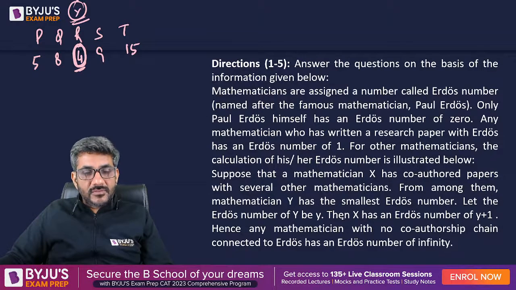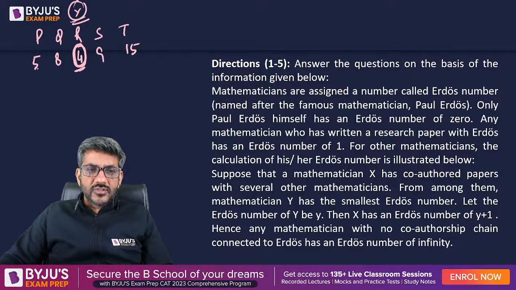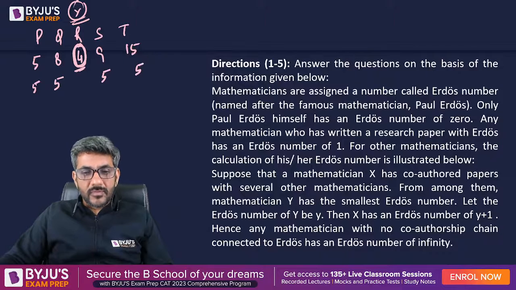Let the Erdos number of this person be small y, then X has an Erdos number of y plus 1. These all are X. So for each one of them, the Erdos number would become 4 plus 1. So this one was 5, it will stay 5. This 8 would become 5, this 9 would become 5, this 15 would become 5.